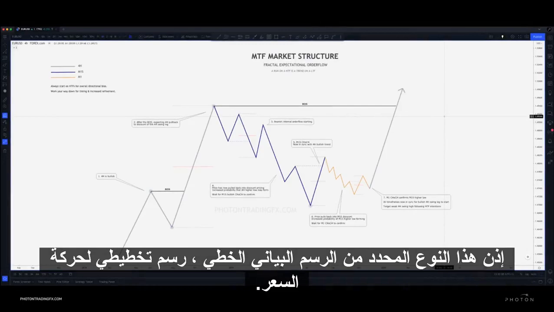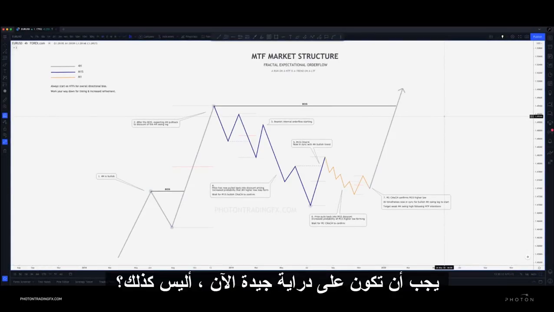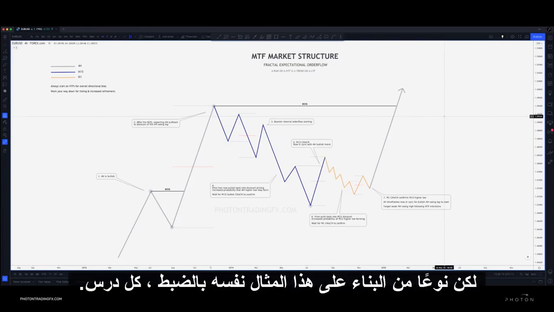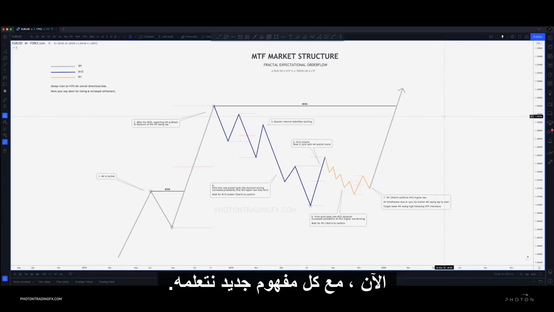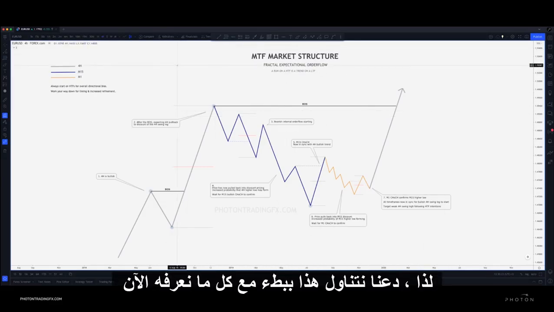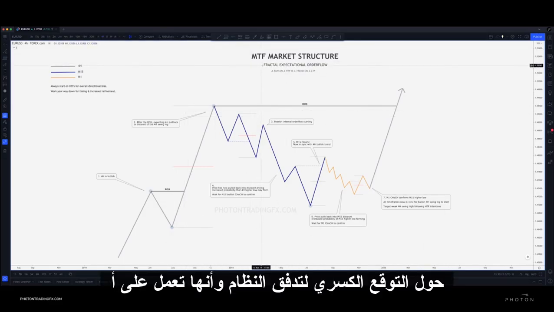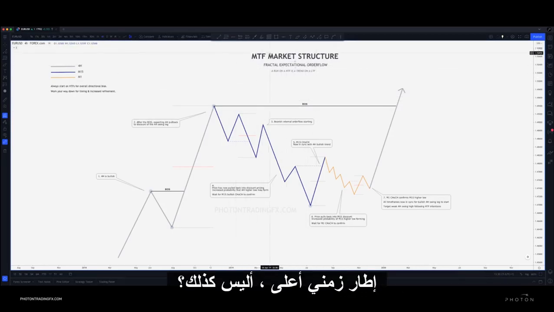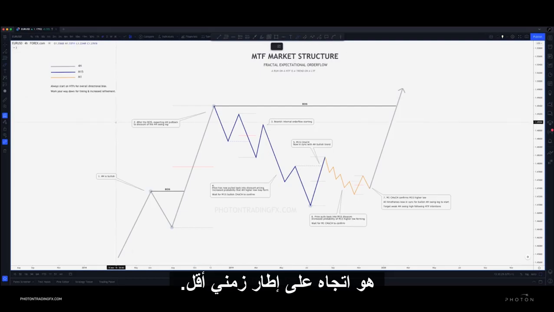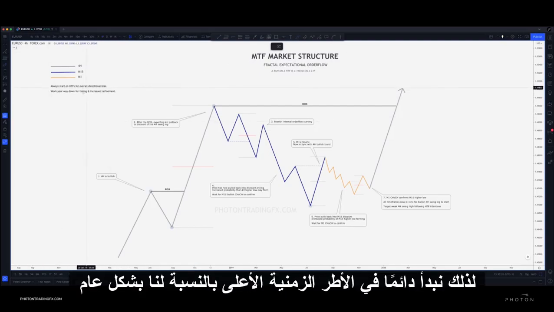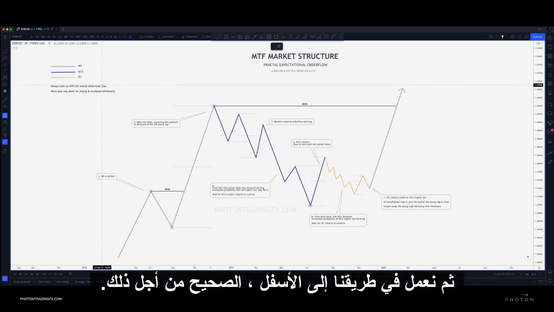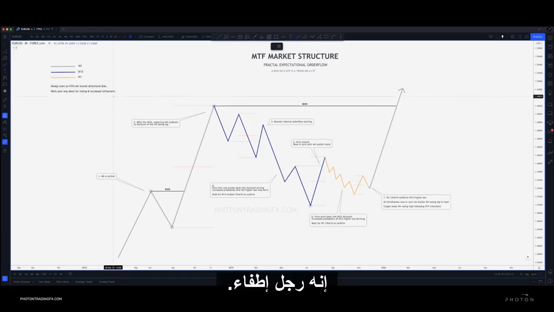So this particular line chart diagram of price action you should be getting pretty familiar with now, right? We're building upon this exact same example each lesson with each new concept that we learn. So let's slowly go through this with everything that we now know about the fractal expectation of order flow, and that a run on a higher time frame is a trend on a lower time frame. So we always start on the higher time frames for our overall directional bias, and then we work our way down for timing and increased refinement.